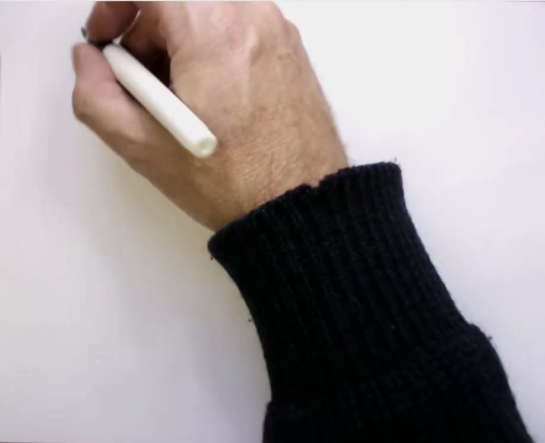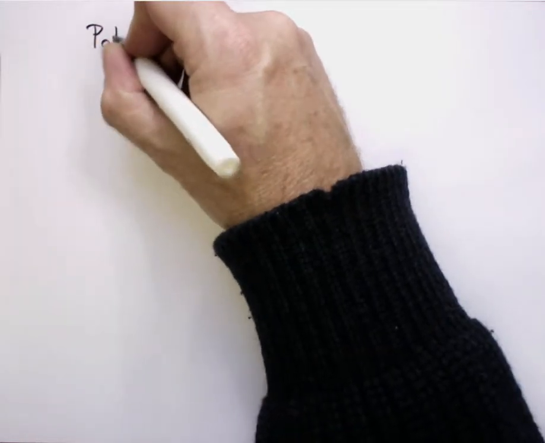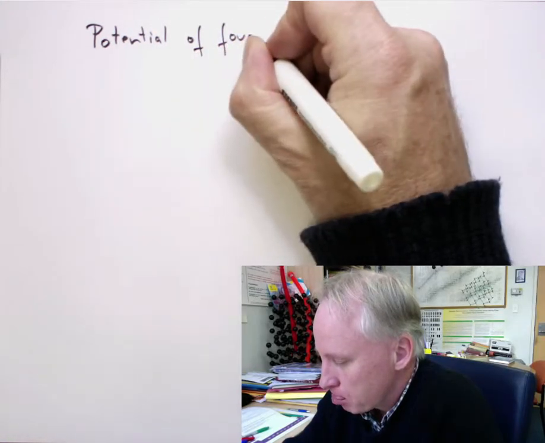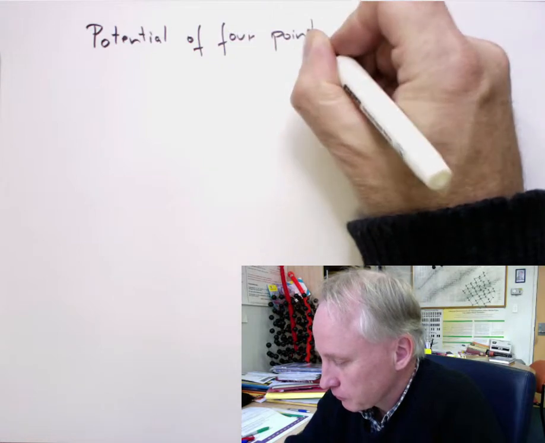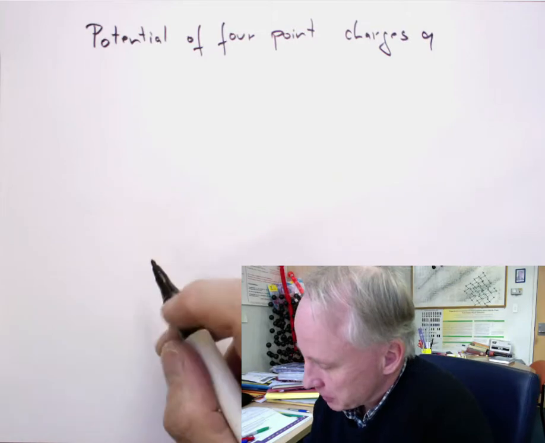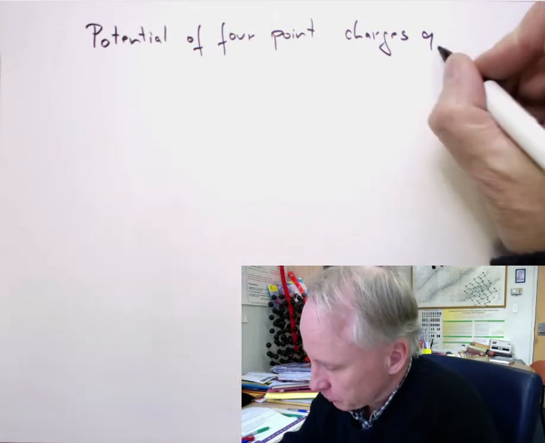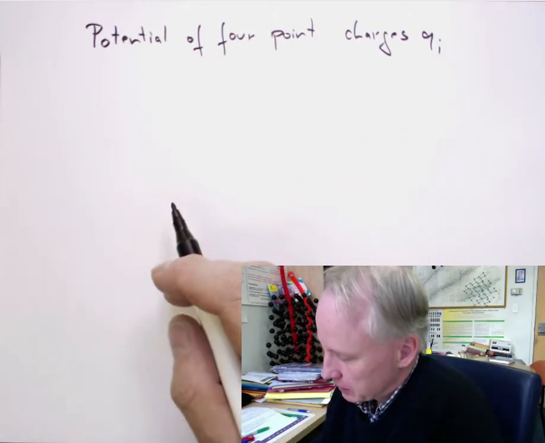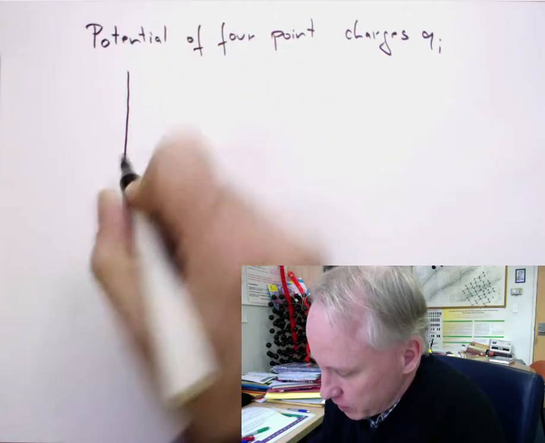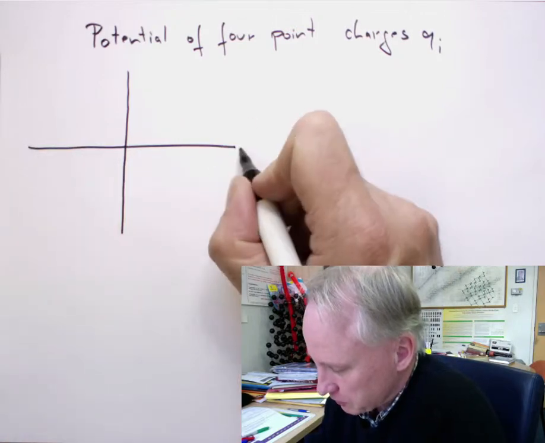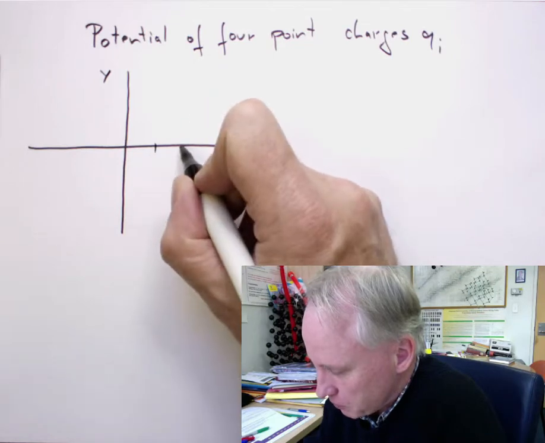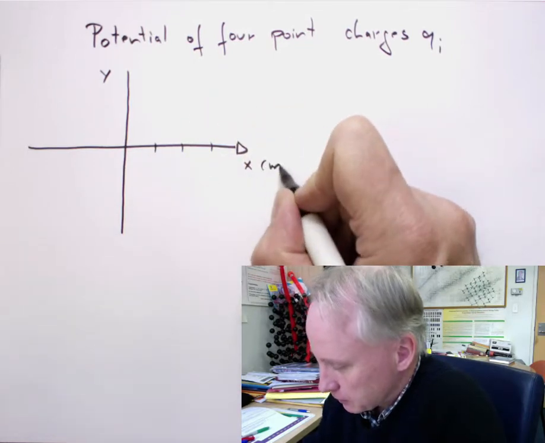The problem I have here is working out the potential of 4 point charges. They all have the magnitude Q, and there are 4 of them, so I might label them Qi. And they are located on the corners of a square in the xy plane. So this is my xy plane measured in meters.